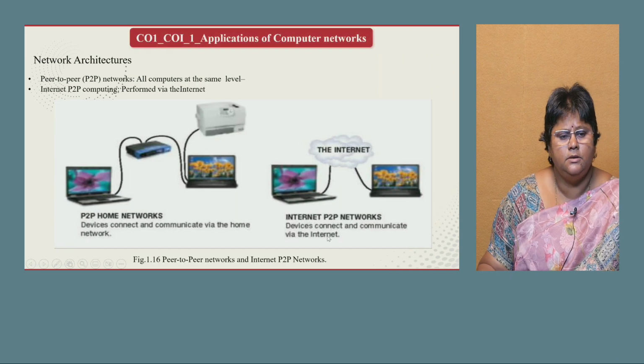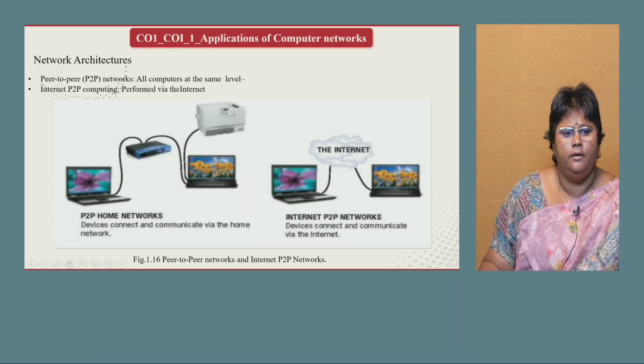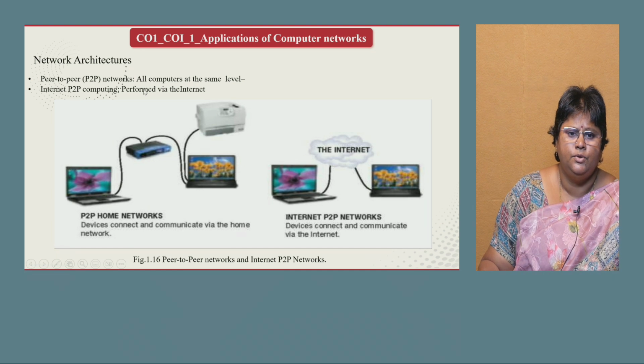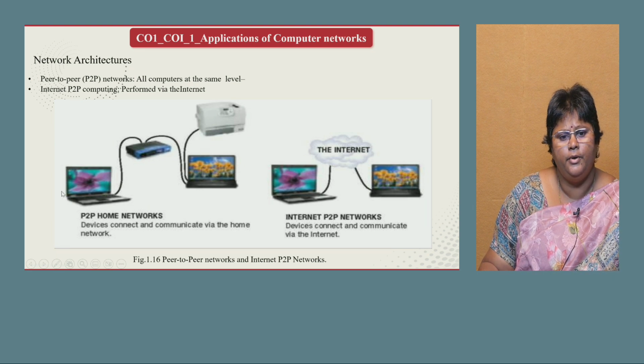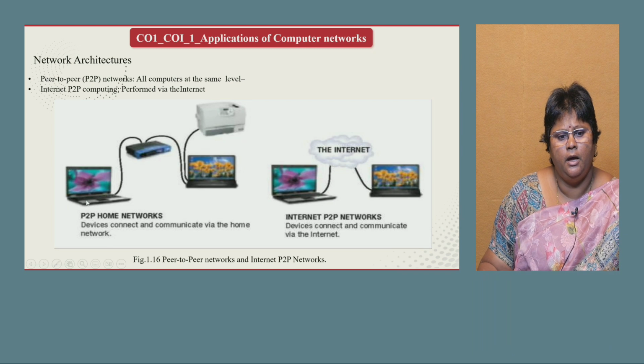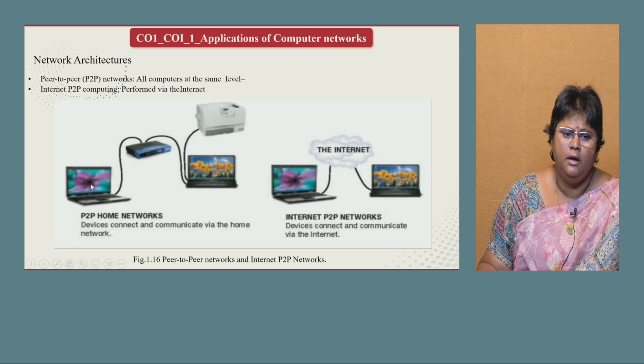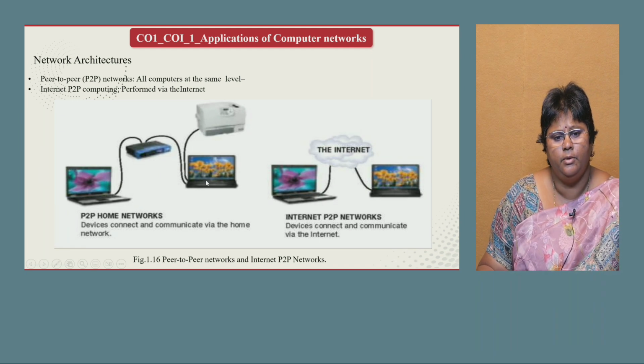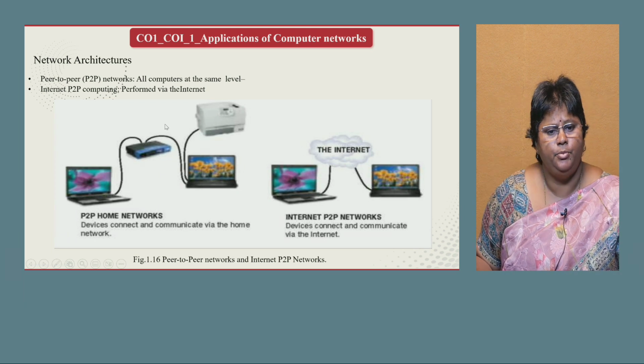In the next architecture we have peer-to-peer, that is P2P networks. Peer-to-peer means a single device connected to another device. Here all computers are at the same level. Now this is an example like a star network. Here you have a hub, and this device is device A, and let us consider this as device B. A is connected to a hub and B is connected to the hub, and we can communicate from A to B. So this is called a peer-to-peer network.